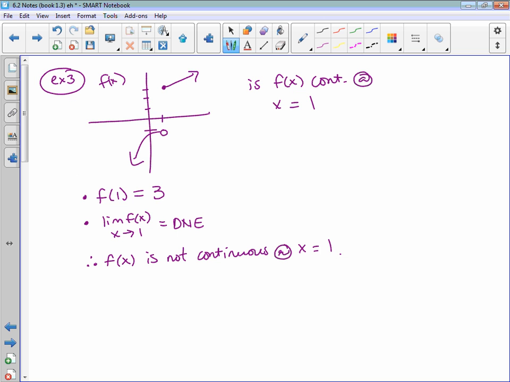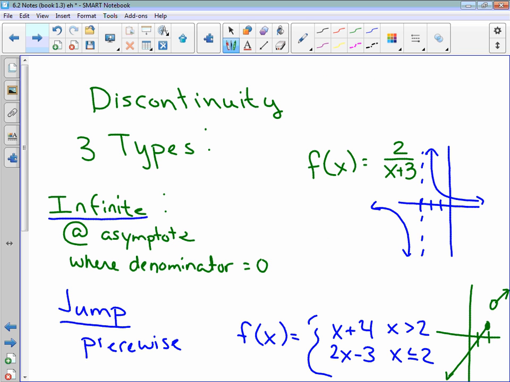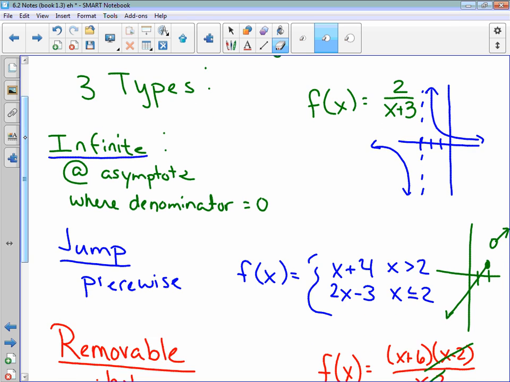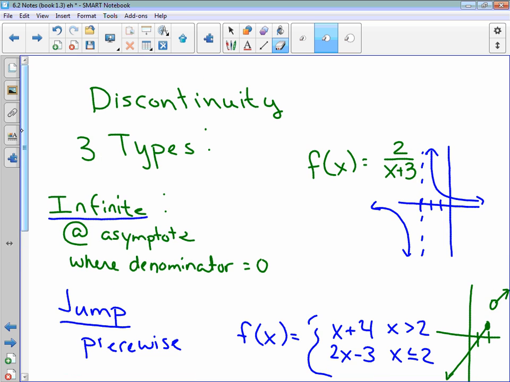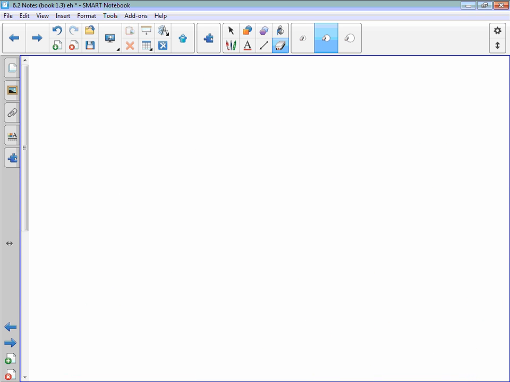Okay. So now we've looked at these functions that aren't continuous, and we have specific names for those types of discontinuity. Do you guys remember those from last year? Do you remember jump and hole, or removable? Remember any of these? All right, let's see. I think I just want to rewrite it for you. So, we have discontinuity.